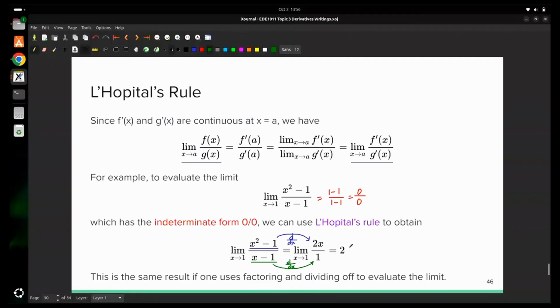If you use factorizing and dividing off, you also get 2, because you have x plus 1, so 1 plus 1 is 2. So that demonstrates the use of L'Hopital's rule, just by differentiation. And more powerfully, L'Hopital's rule also applies for another indeterminate form, which is infinity over infinity.